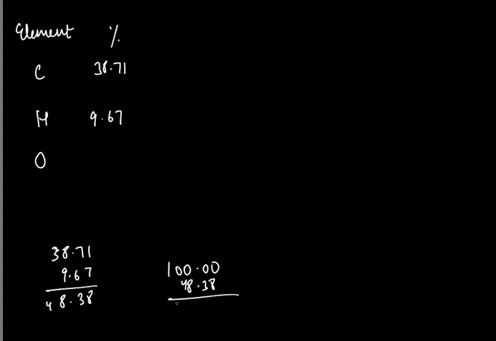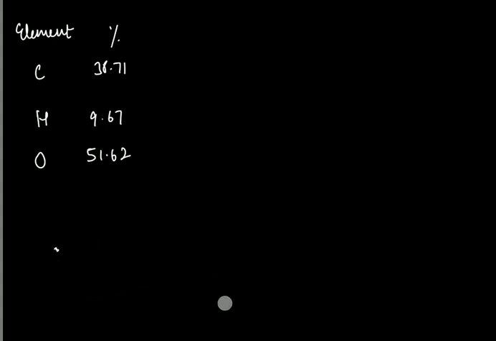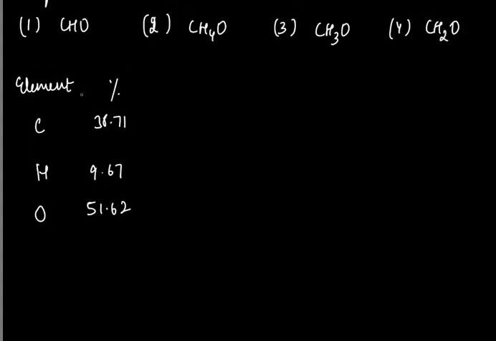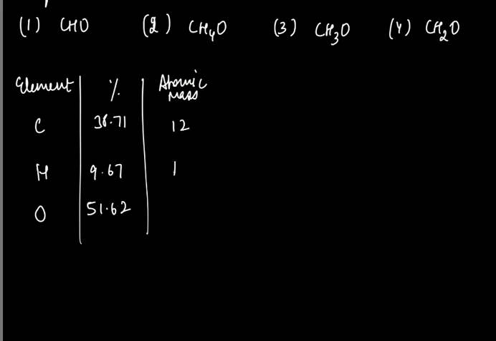So this will give you 51.62. So now we have the percentage. Then we will write the atomic mass. For carbon it is 12, hydrogen is 1, oxygen is 16.